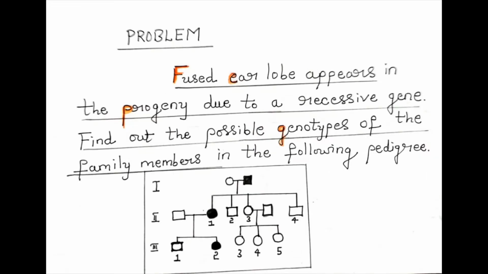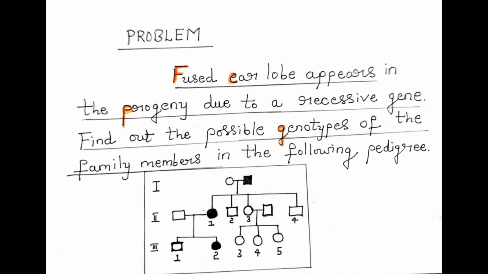So what is the use of pedigree analysis? Why do we need to study the pedigree analysis concept? Many students ask doubts about how to solve pedigree analysis problems, because it's an important question both in NEET as well as in CSIR. How to solve the problem? To solve the problem, you have to understand the basic concept. Just look at the problem. Fused earlobe appears in progeny due to a recessive gene. But we need to find out the possible genotype of family members in the following pedigree chart. So by looking at the chart, we have to derive the possible genotype.